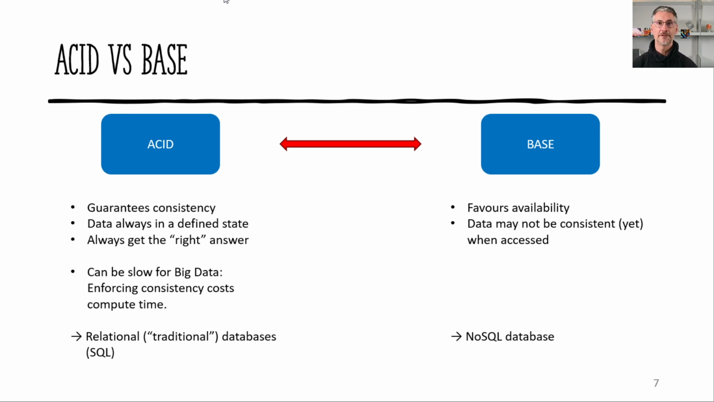BASE, on the other hand, favors availability. The data may not be consistent, or not yet be consistent, when you access it, and this is essentially why NoSQL databases were developed.